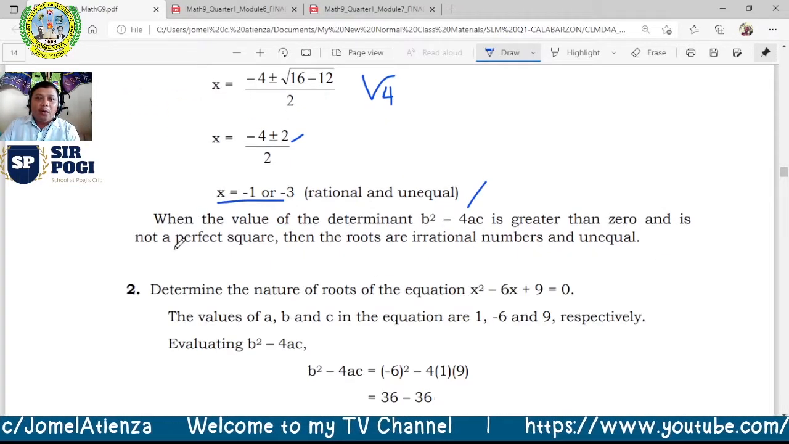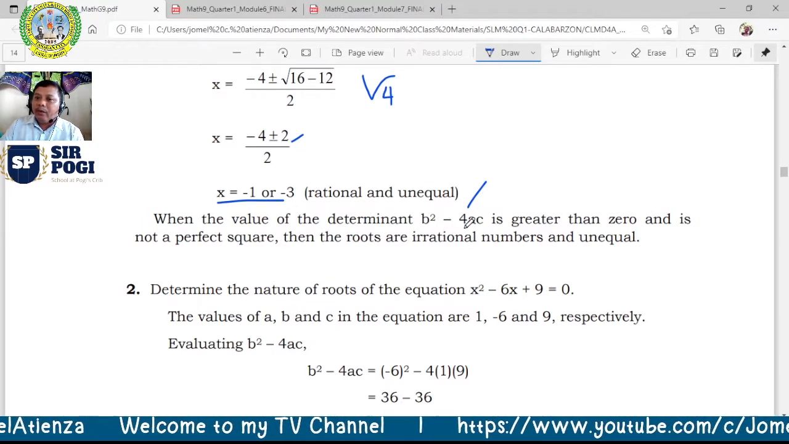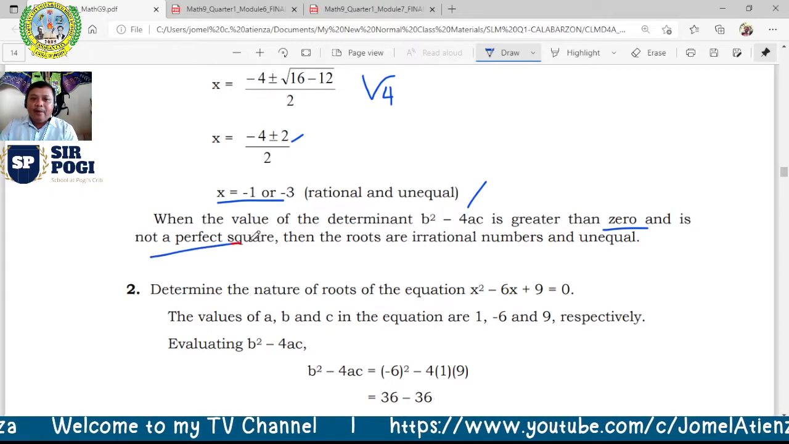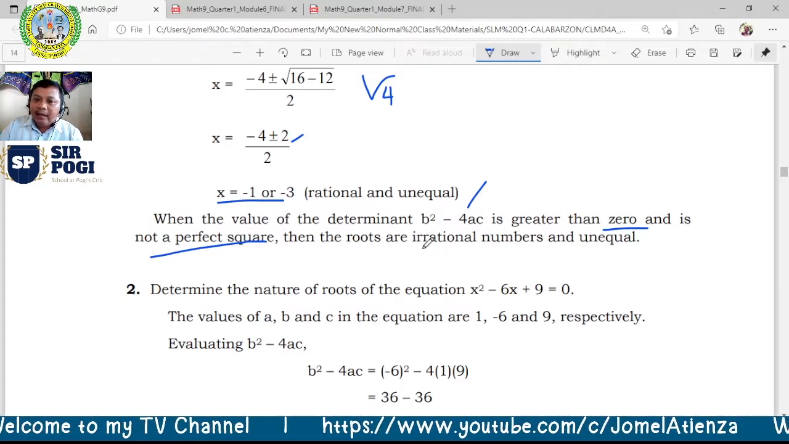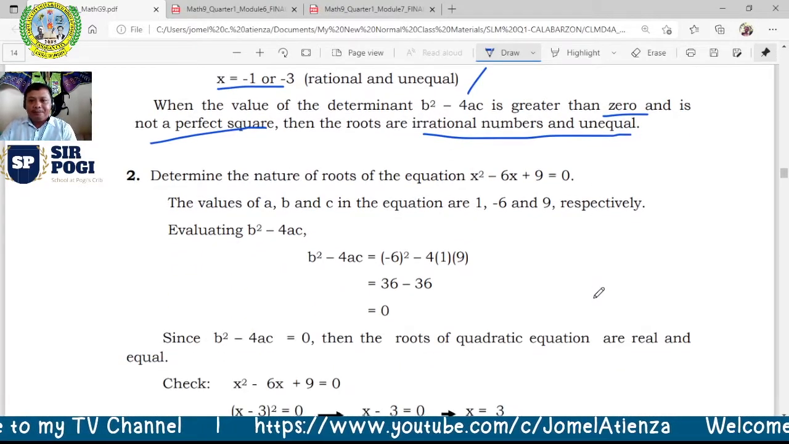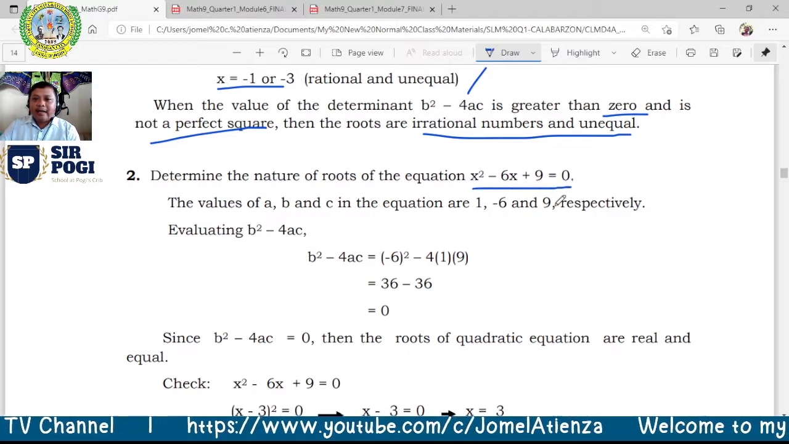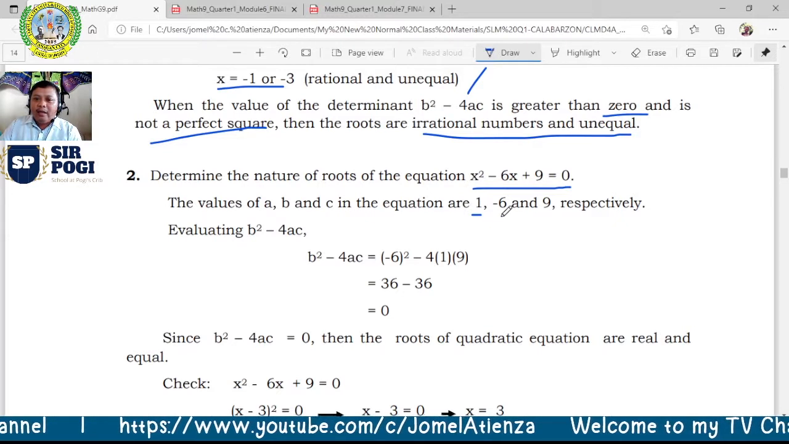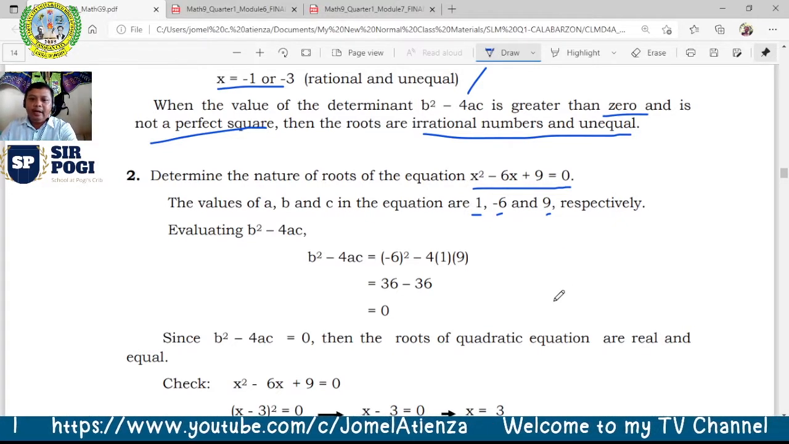unequal. So when the value of the discriminant b squared minus 4ac is greater than 0 and is not a perfect square, then the roots are irrational numbers and unequal. Another example, we have x squared minus 6x plus 9. The value of a is 1, b is negative 6, and c is equal to 9.